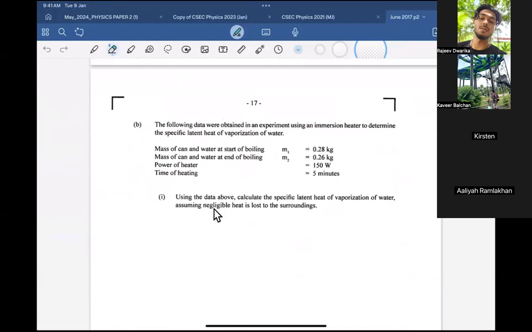Who wants to read it? Somebody read it. The following data were obtained in an experiment using an immersion heater to determine the specific latent heat of vaporization of water. Using the data above, calculate the specific latent heat of vaporization of water, assuming negligible heat is lost to the surroundings.